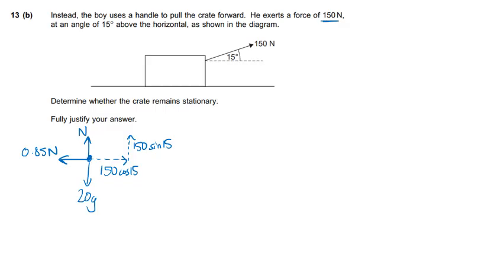Okay, so if we solve it vertically, first of all, we can say that n plus 150 sine 15 must be equal to the 20 g acting down. So n is 20 g minus 150 sine 15, and that works out at about 157.4 newtons.